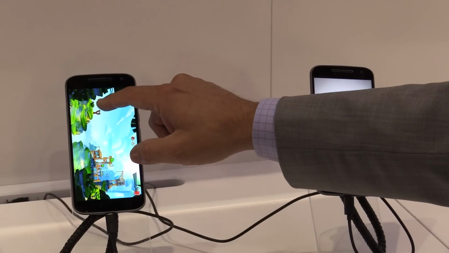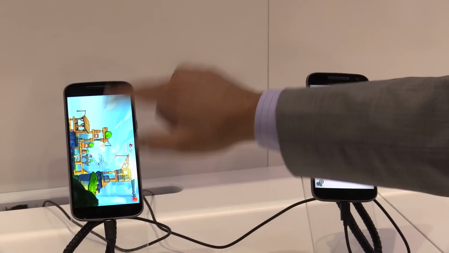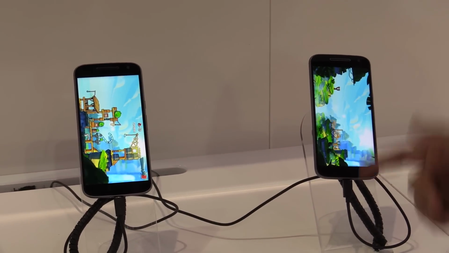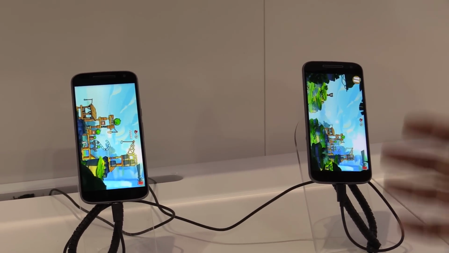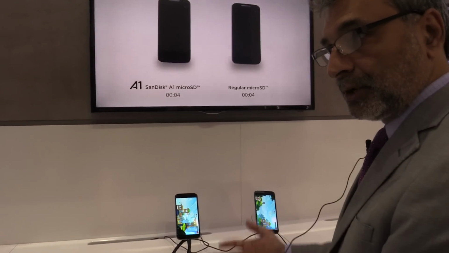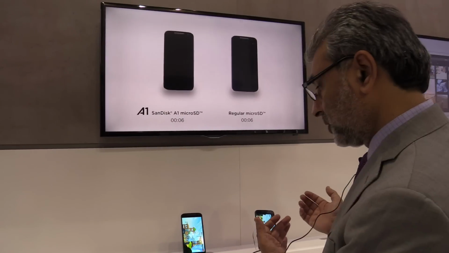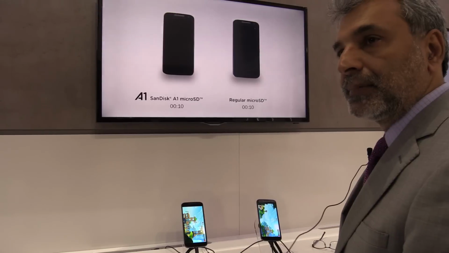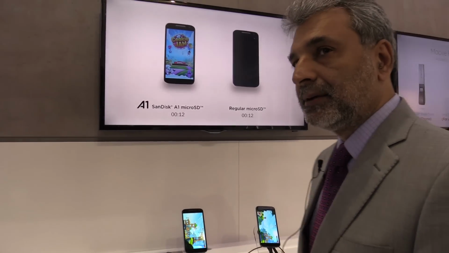right? So now we have this, it's usable, and I can play with it. And here, this is still ticking away. There it is, right? So if you look at the difference between the A1 card, it's all about faster app booting from the card as opposed to a non-A1 card, which is slower app booting from the card. So that's what the A1 is all about.